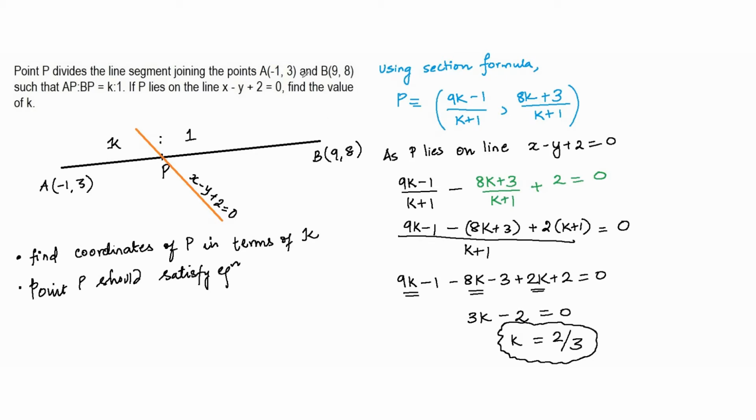So quickly to summarize this problem, we first found the coordinates of P in terms of k, because the ratio was k is to 1. Then we substituted the x and y coordinates of P in the given equation because the line passed through this particular point. Therefore, the coordinates of P have to satisfy this equation, and that is why I replaced x and y with the x and y coordinates of P. So this is how I went about this problem. Pausing for a minute before taking up the next one.